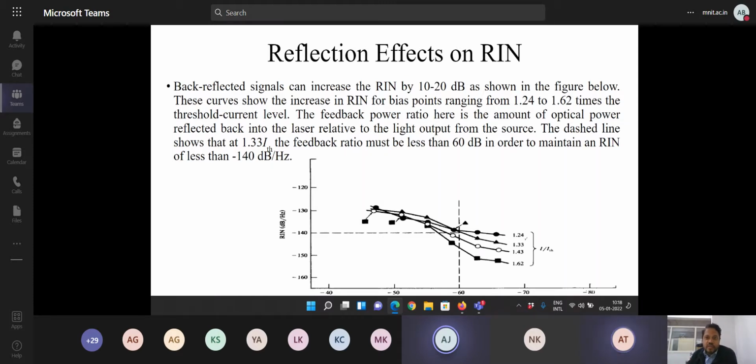Back reflection is a phenomenon which occurs whenever there is a cut in the fiber, or if you have some change in refractive index, then at that point you can have scattering. That scattering can give rise to back reflected signals. Such nonlinear phenomena can occur in optical fibers, and this can increase the relative intensity noise.